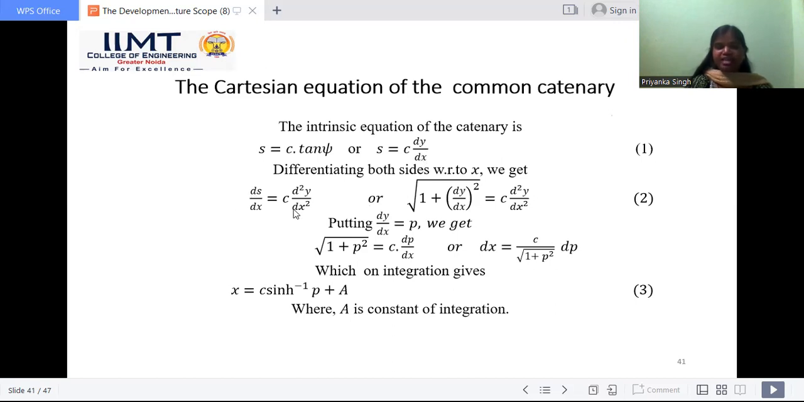Next, the value of ds upon dx is the square root of 1 plus dy by dx whole square, which is equal to c d square y by dx square. Next, I put dy by dx equal to p. So this equation 2 changes to the square root of 1 plus p square is equal to c dp by dx. After cross multiplication, we find dx is equal to c dp upon the square root of 1 plus p square. Next, integrating on both sides, we find x is equal to c sine hyperbolic inverse p plus constant a, where a is the constant of integration.